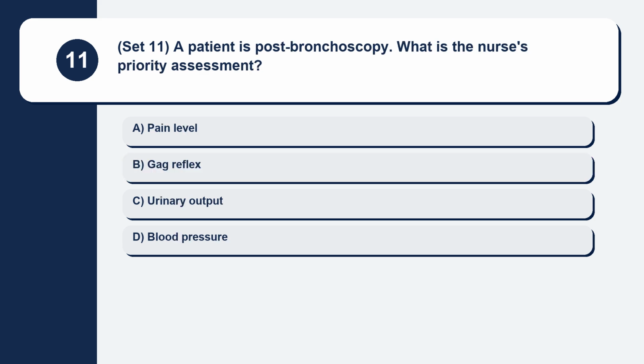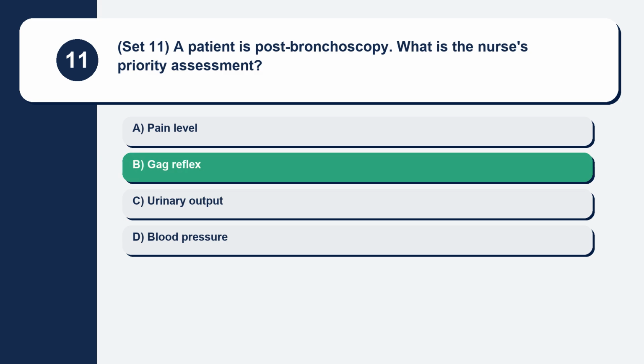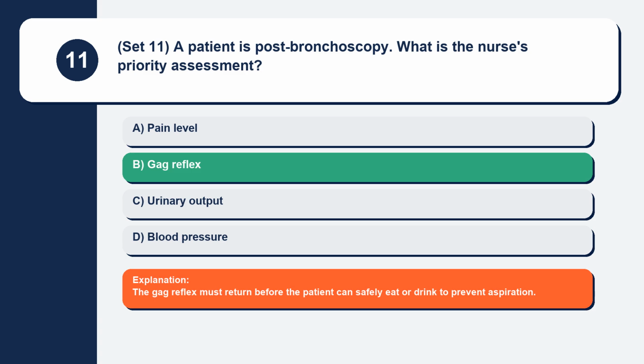Question 11. Set 11. A patient is post-bronchoscopy. What is the nurse's priority assessment? Pain level, gag reflex, urinary output, blood pressure. The gag reflex must return before the patient can safely eat or drink to prevent aspiration.